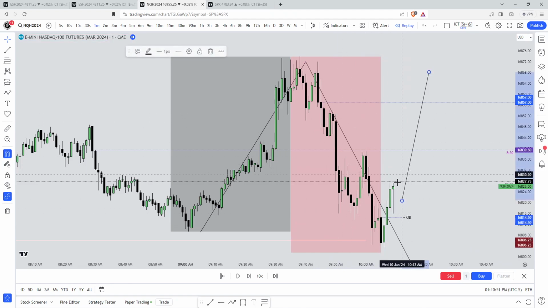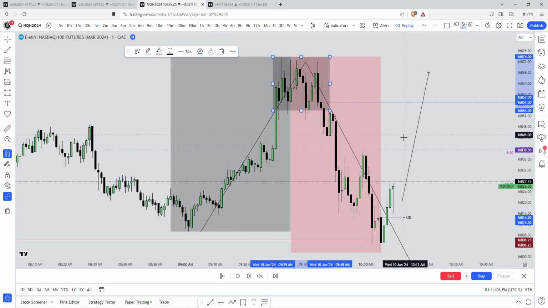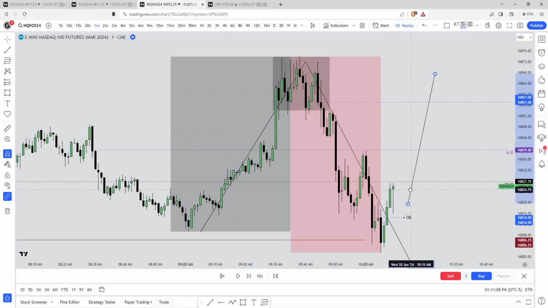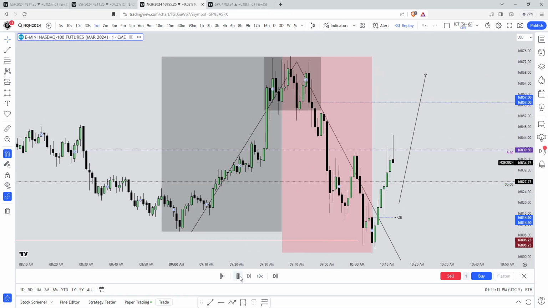Now think about this for a second. We have a lower time frame change in state delivery. I'm anticipating for price to draw up into the buy side. And where is the inception of this retracement back down? The inception of that is right here. So I'm anticipating for a market maker buy model to be in play where it takes out all of these old highs. So I'm anticipating for that.